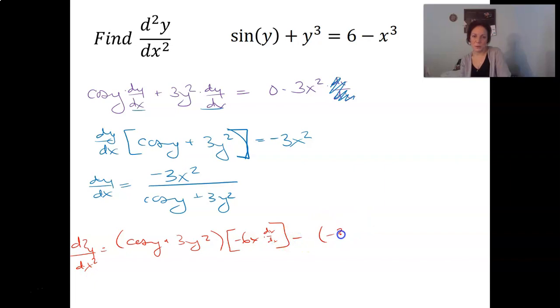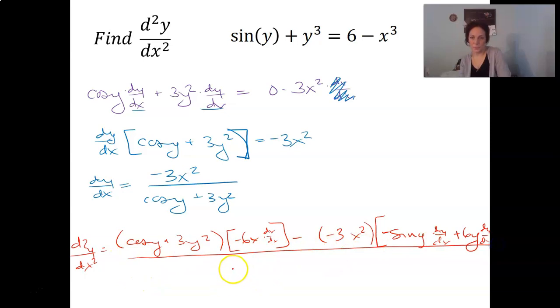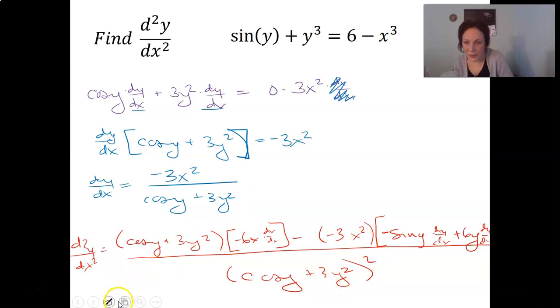minus my numerator times the derivative of my denominator. So negative sine y dy dx minus 6y, or that's a plus, sorry, plus 6y, again, dy dx. All over the denominator squared. Now again, come up in here. That's a 1, I don't care about it. We could do a little bit here to simplify in this numerator. I'm going to erase above so that I can write it above.